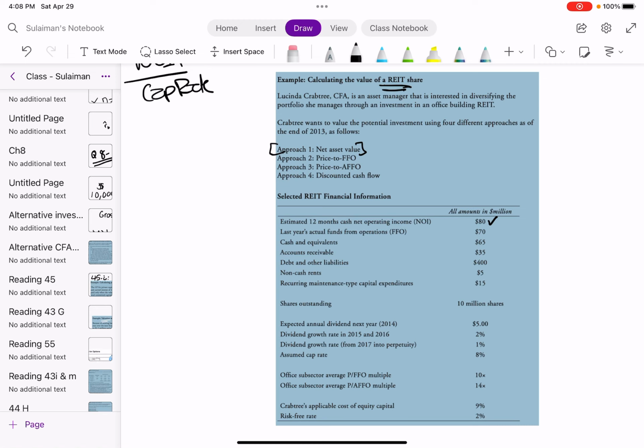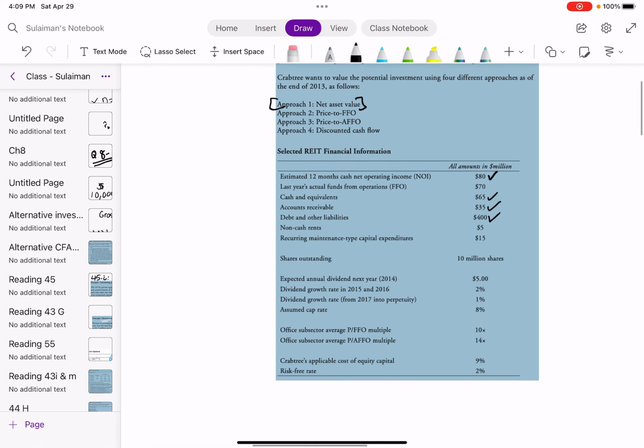Now we're looking for the assets. Cash is an asset. We need that number. Accounts receivable is an asset. We need that number. Debt and liabilities is the liabilities. We need that number. Non-cash rents, we don't need that. Recurring maintenance capex, we don't need that at that stage. And shares outstanding, we're going to need this later on.